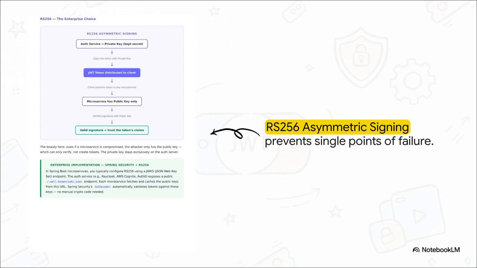This is brilliant because it means even if one microservice gets completely compromised, your entire system's authentication remains secure. There is absolutely zero single point of failure.